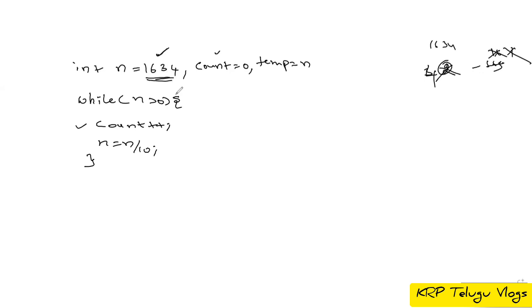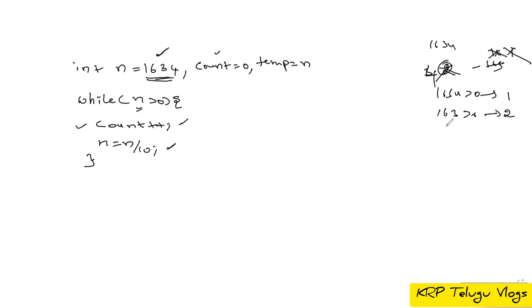So first n is 1634, correct? Yes, sir. 1634 is greater than 0. So now what is the count value? Count will be incremented to 1 now, correct? Yes, sir. So n is equal to n by 10. What is the n value now? 163. 1634 divided by 10. Yes, sir. 163 is greater than 0. Now what is count? Count will be incremented to 2. Clear? Yes, sir.